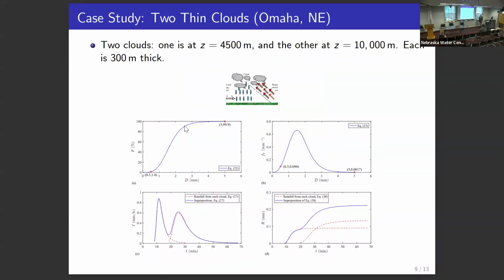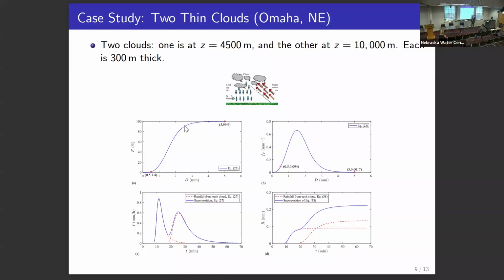This one is an example in Omaha. From the north we have cool air, and from the south we have warm air. The warm air will rise, so finally we get this. Usually, if we know the raindrop size distribution, this is cumulative. If we use radar, we can calculate this part, which is the size distribution.